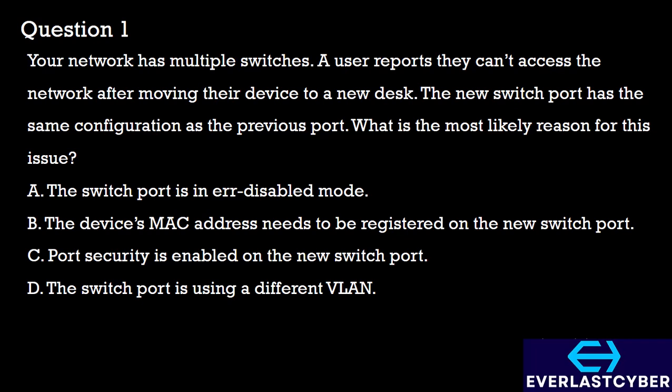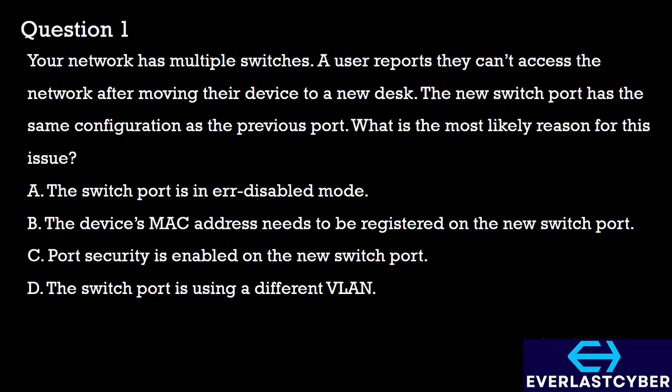Question 1. Your network has multiple switches. A user reports they can't access the network after moving their device to a new desk. The new switch port has the same configuration as the previous port. What is the most likely reason for this issue? A. The switch port is in err-disabled mode. B. The device's MAC address needs to be registered on the new switch port. C. Port security is enabled on the new switch ports. D. The switch port is using a different VLAN.